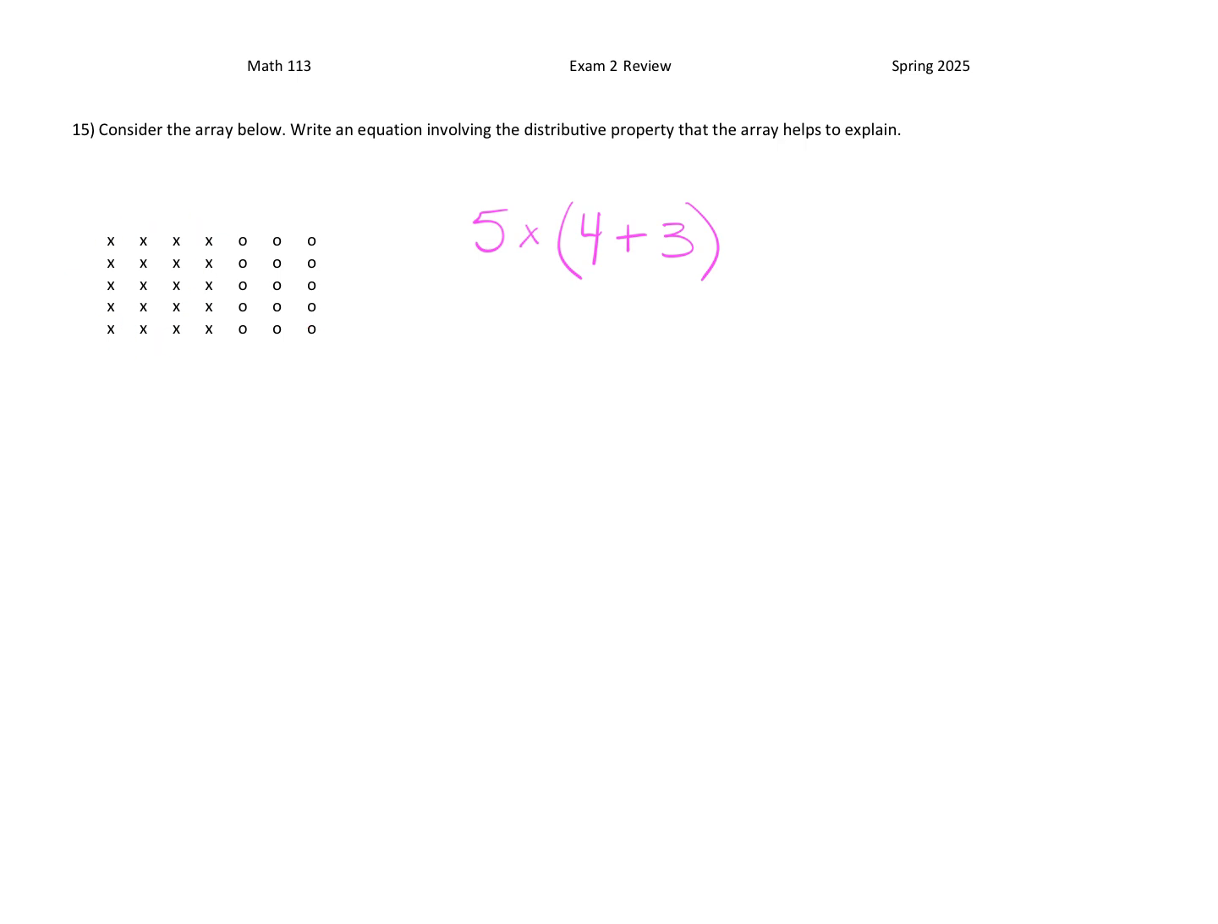But I could also think of it as 2 separate arrays added together. So the X's array is 5 by 4, and the circles array is 5 by 3. So this is 2 separate arrays, a 5 by 4 and a 5 by 3.